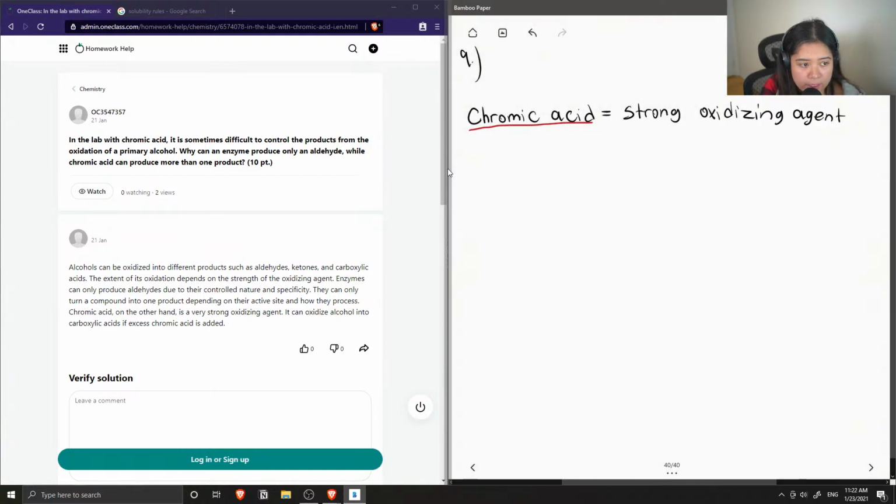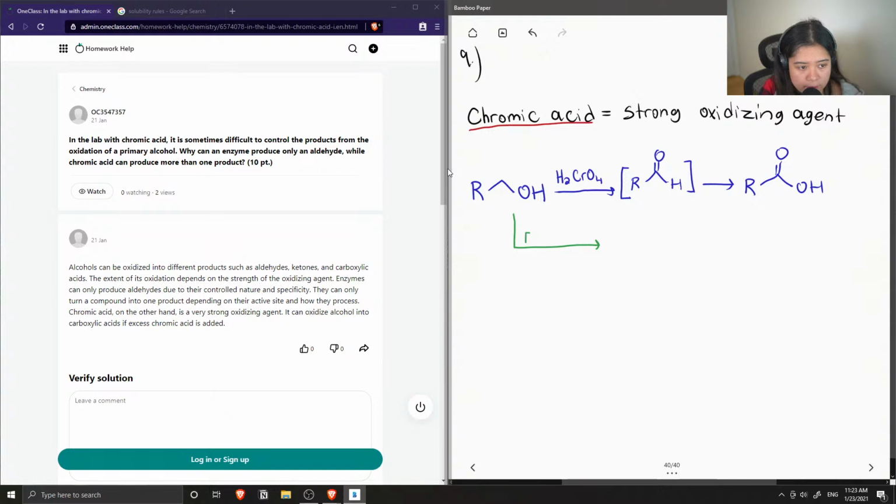So for example, if we had a primary alcohol, and if you were to react this with chromic acid, it's a very strong oxidizing agent, so one of the intermediates will be your aldehyde. But then it continues on to oxidize it further into a carboxylic acid. On the other hand, if we had just the enzyme, so let's say this underwent enzymatic oxidation, we're able to stop at the aldehyde.